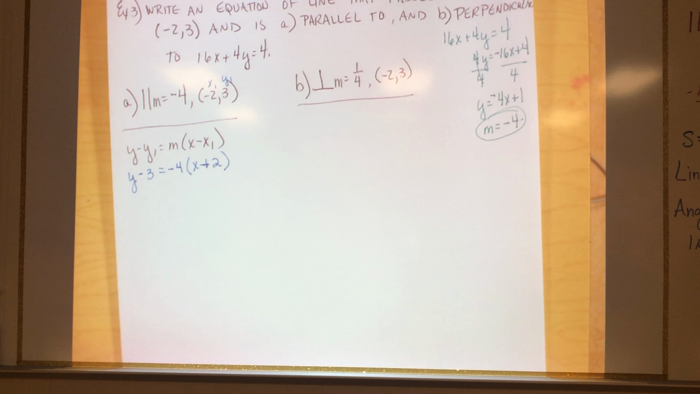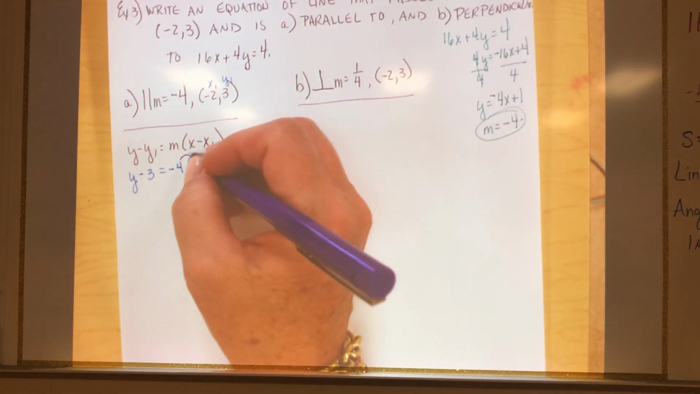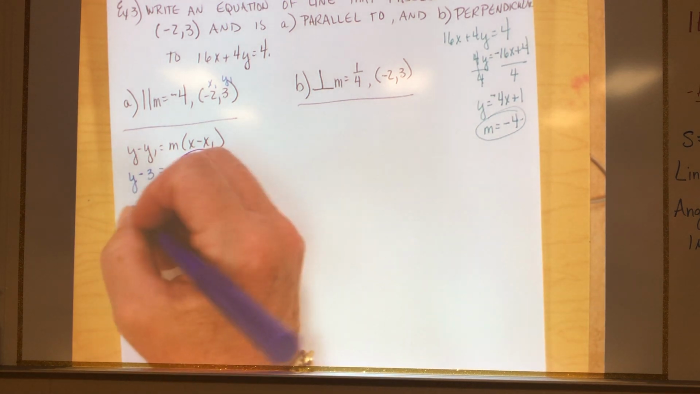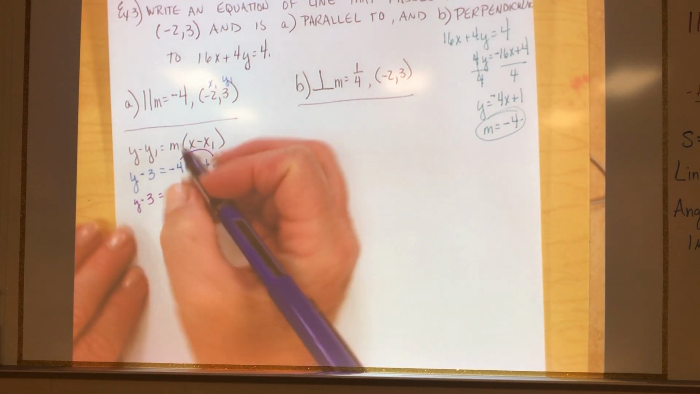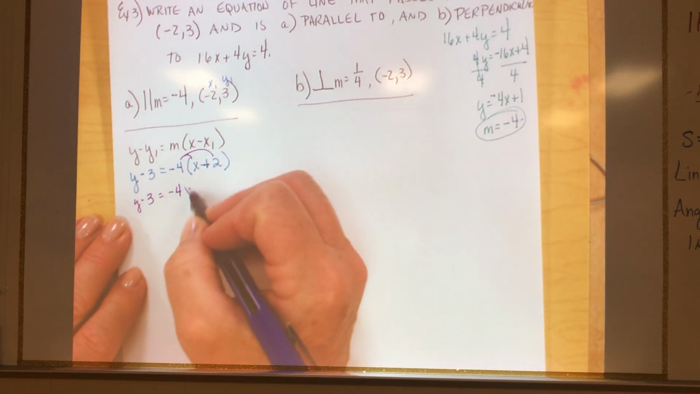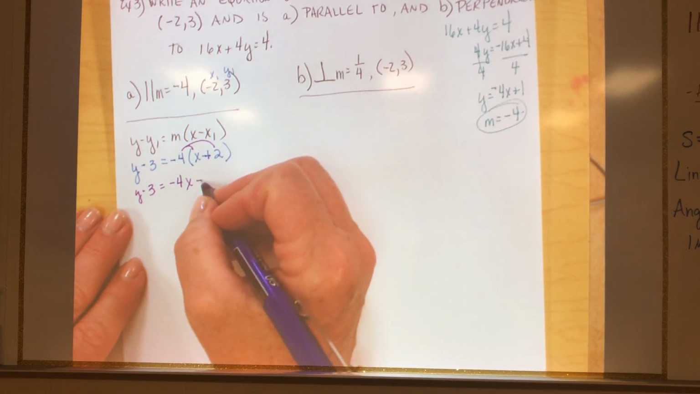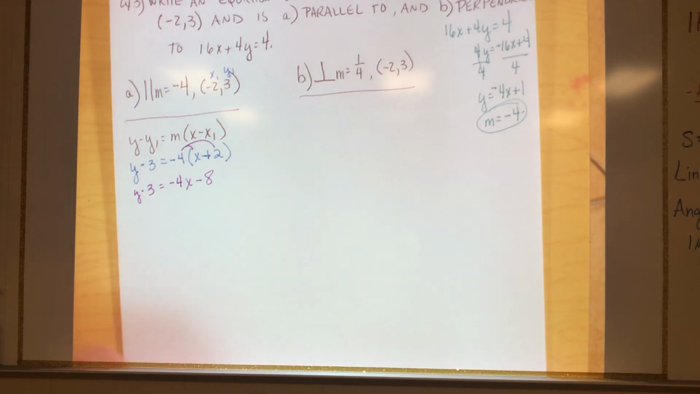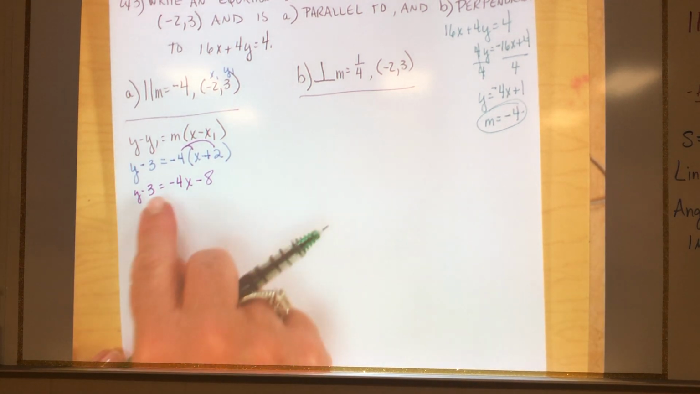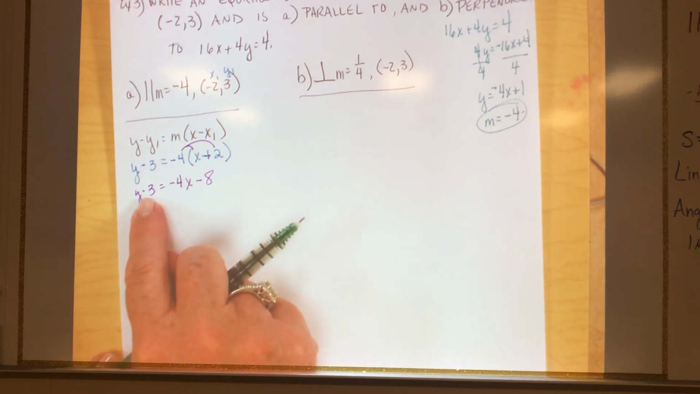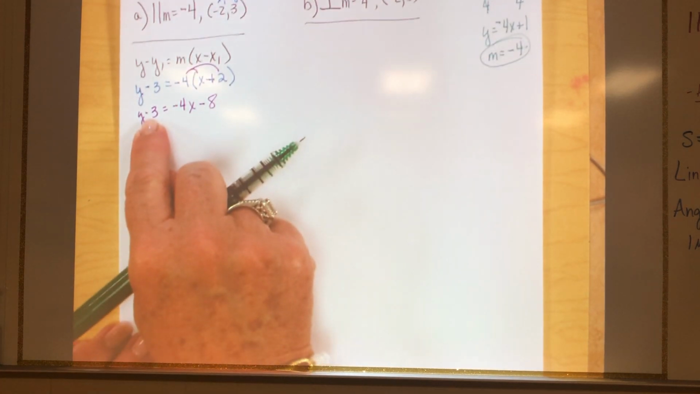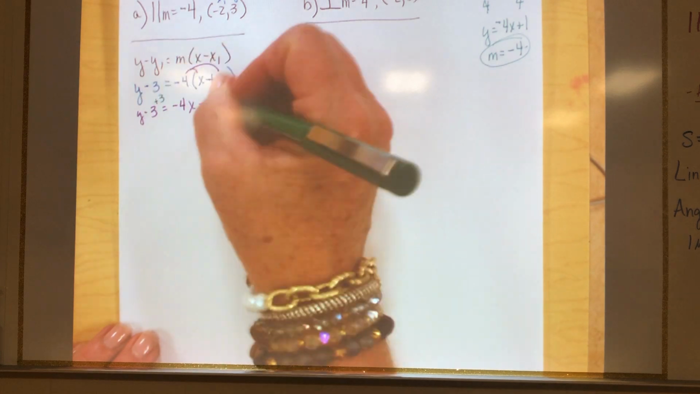Now, distribute and collect. Are you with me? Distribute. So y minus 3 is equal to negative 4x. What's negative 4 times positive 2? Negative 8. And now I collect my like terms. The only like terms that you have are these constants, the plain numbers. How do I get rid of this minus 3? So plus 3 and plus 3.